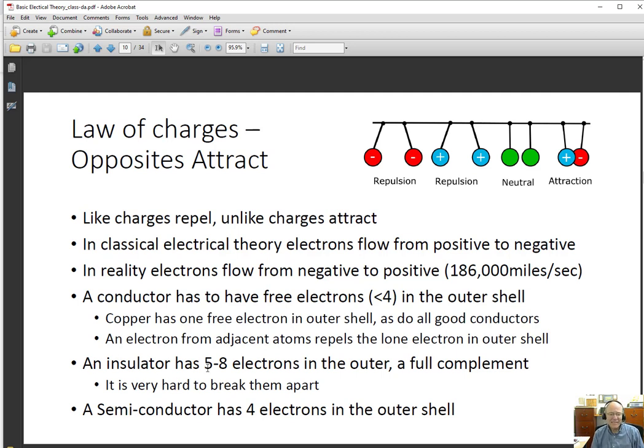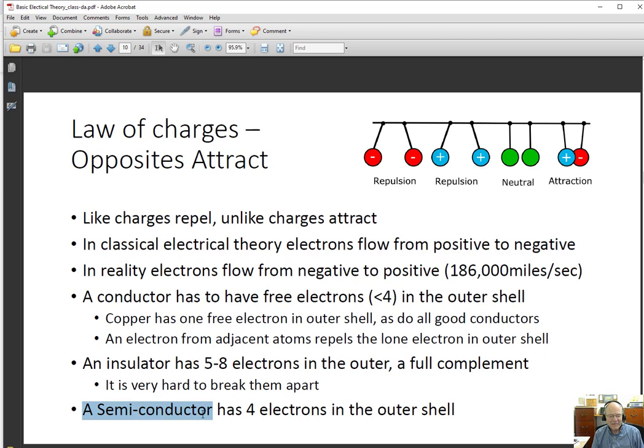An insulator has anywhere from 5 to 8 electrons in the outer shell. A full complement is 8, so it's harder to break them apart. Things that do not act as good conductors, like plastics and glass, are composed of molecules that have atoms where the atoms themselves are tightly bound to their electrons, in such a way that it's hard to get current to flow because it's hard to get electrons to leave.